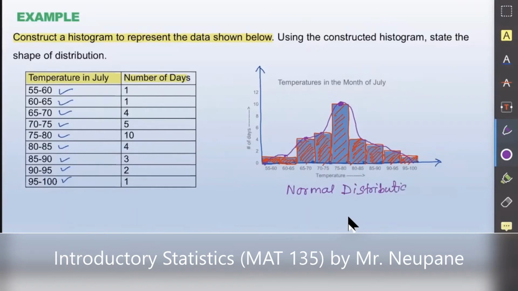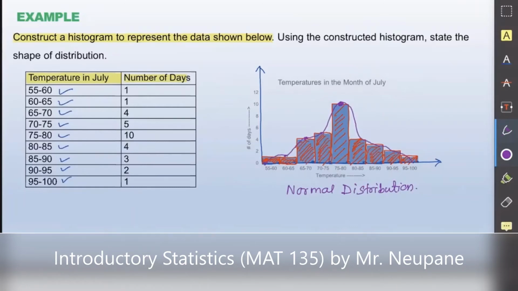So we can use histogram to visualize the shape of the distribution. Just by looking at the histogram, we can easily tell the direction of skewness or it is normal. When I say direction of skewness, whether it is skewed to the left or skewed to the right. Any question on this one? First example?